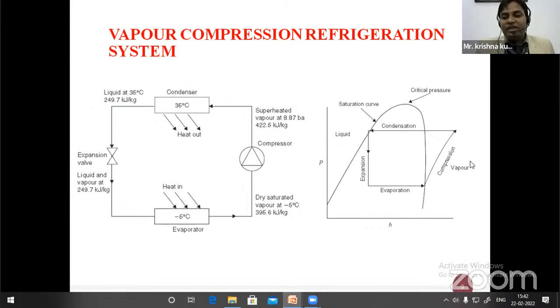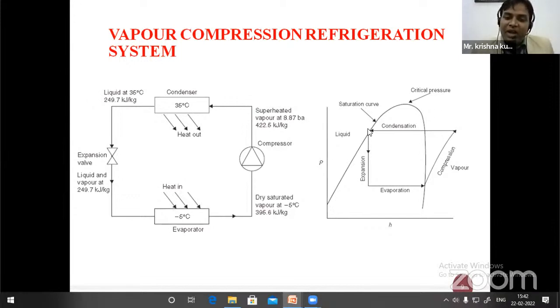So here you can see in the pH diagram, this area is basically superheated. This is the wet region. This is the liquid region. So if we compress from this vapor region, it gets superheated in the compressor. Then if it goes to the condenser, the phase of the refrigerant will change, and the latent heat of the refrigerant is also released.